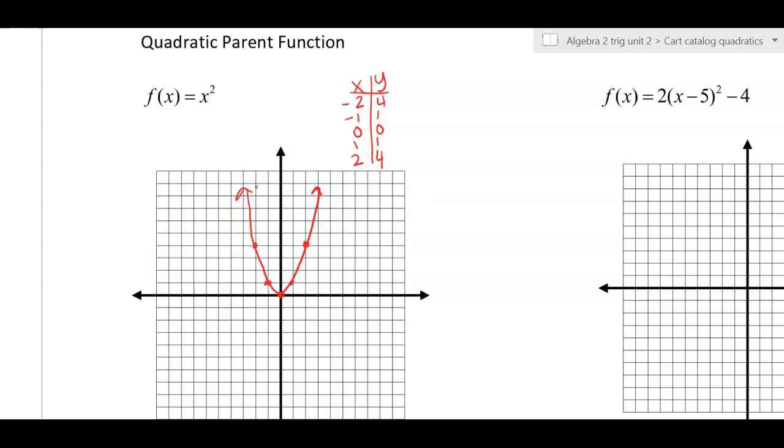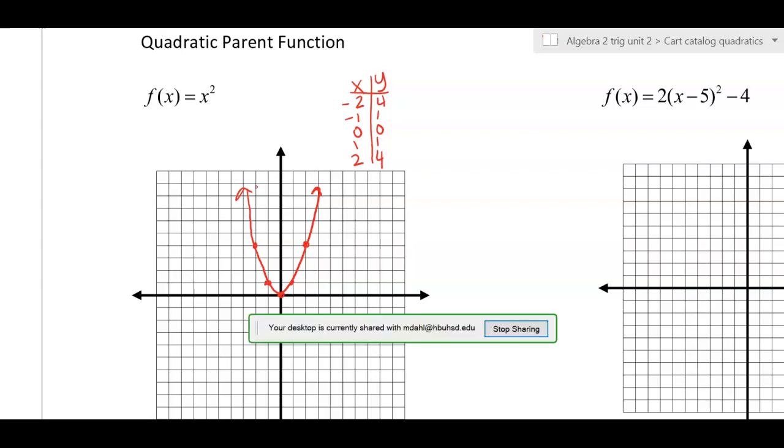Oh, you guys can't see it? Oh, man. Okay. They can see it on the recording. Too bad you guys can't see it. No, I'm just kidding. All right, there it is.